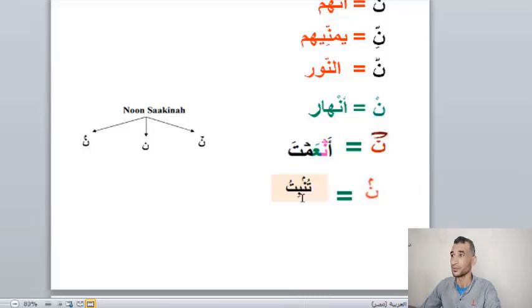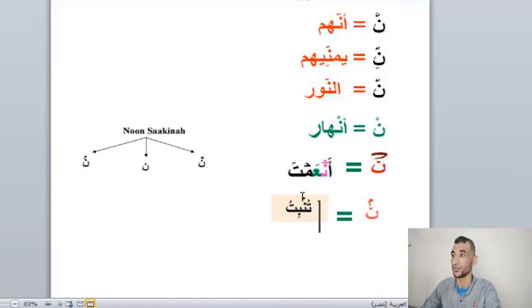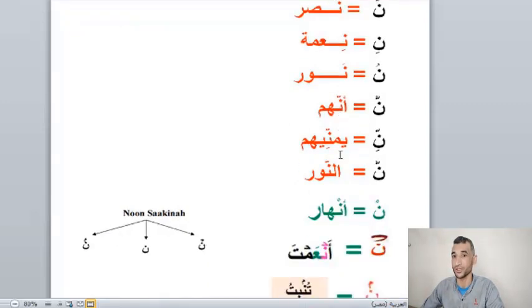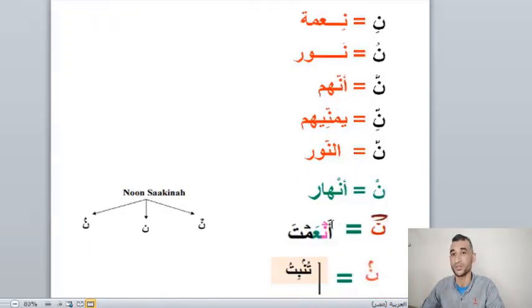So here above, the shapes of the letter noon which are colored with the red color are the voweled noon, maybe noon with fatha or dhamma or kasra or emphasized noon. But these shapes which are colored with the green color are only the shapes of the consonant noon. You can see it in the Holy Quran.